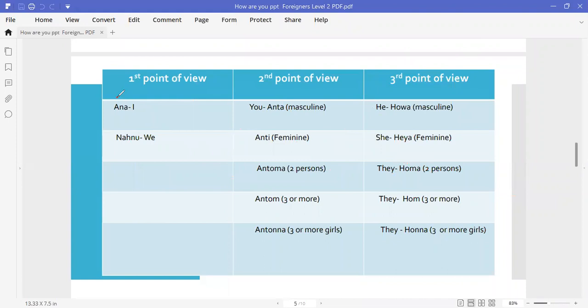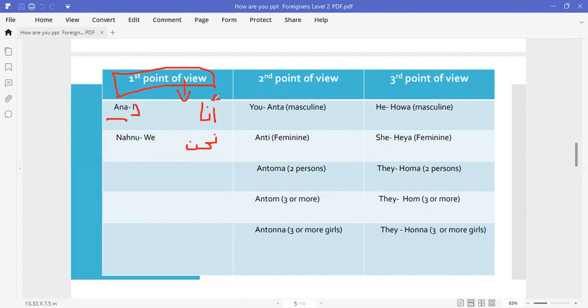Now, as we said, one of the objectives was creating a dialogue, and the second objective was differentiating between first point of view, second point of view, and third point of view pronouns. The first point of view pronouns, as we know, are I and we. I is Ana. We is Nahnu. Okay? Now, these are the first point of view pronouns.